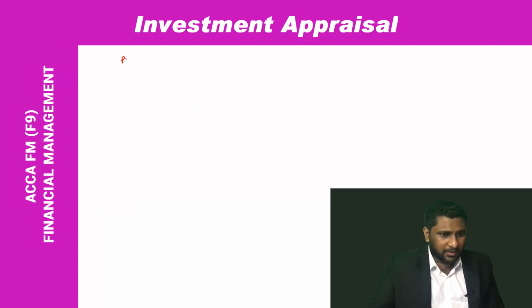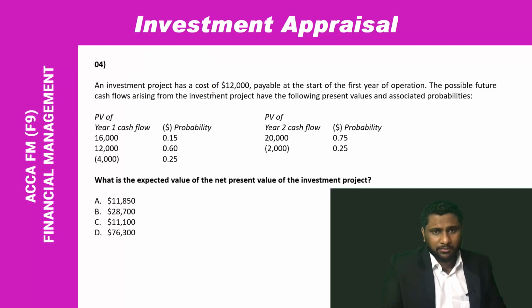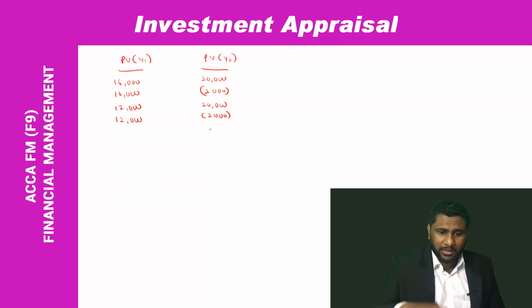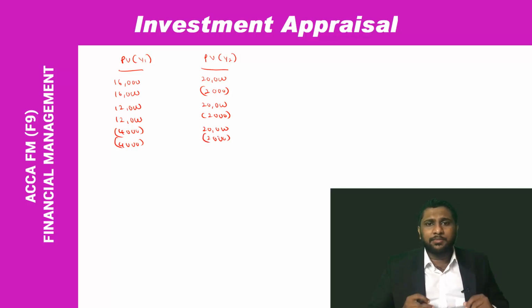I'll write here present values of year 1 and present values of year 2. So present value, first year 16,000, second year 20,000. This is one scenario. First year 16,000, second year minus 2,000. This is another possible scenario. First year 12,000, second year it can be 20,000; first year 12,000, second year negative 2,000. And final one, first year negative 4,000 with second year's cash flows: negative 4,000 and here plus 20,000; negative 4,000 and here negative 2,000. So in this question, you can end up with 6 possible scenarios.